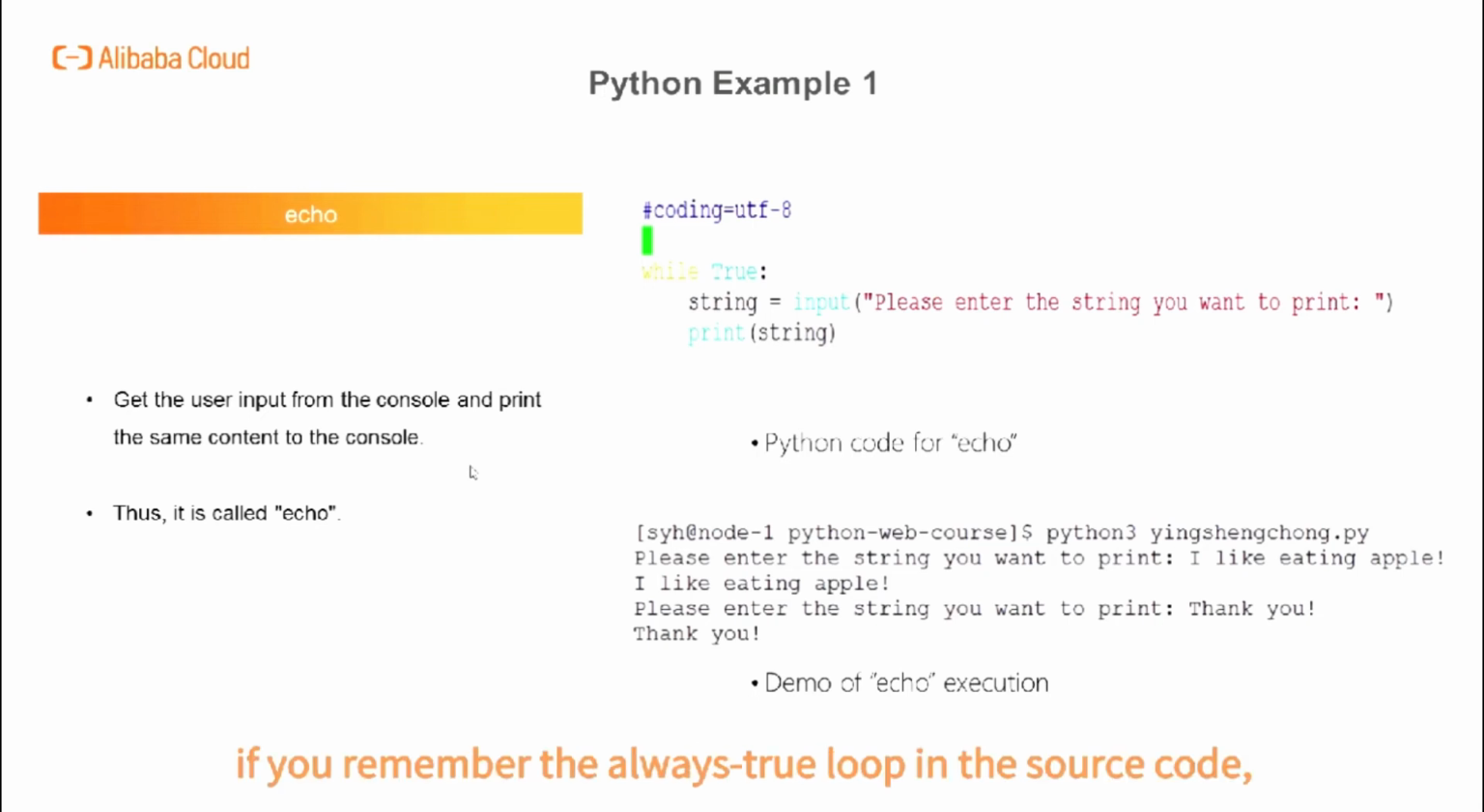After that, if you remember the always true loop in the source code, because of it, the next iteration starts, so you see the prompt again. This time the user inputs thank you, so the program just prints thank you. This would be repeated forever before you manually terminate it.